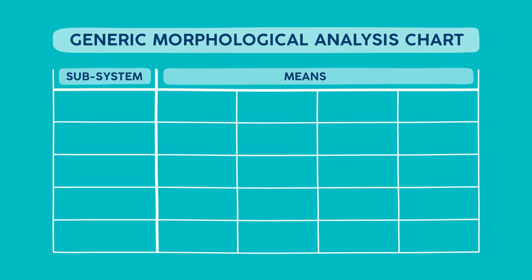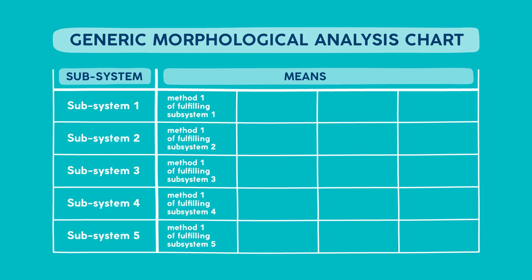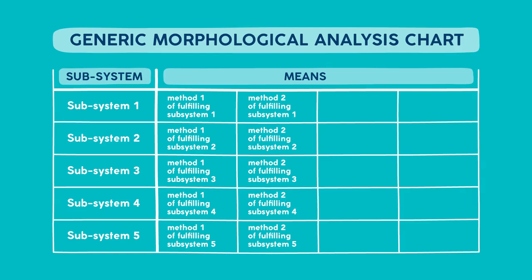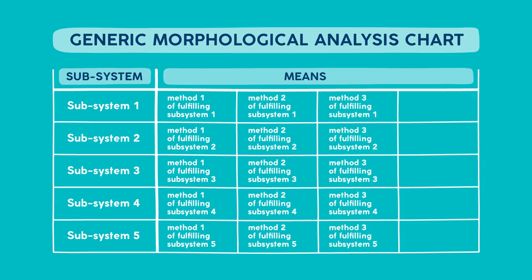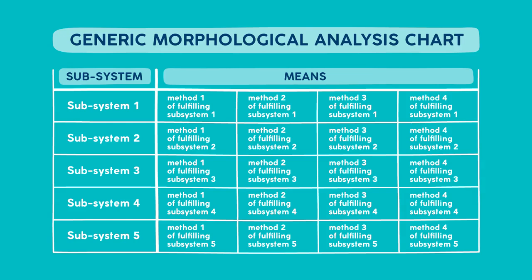An overall solution is then formulated by selecting one means for each subfunction, and the combination of these forms the overall solution. Let's look at a generic chart. Here we can see a series of subfunctions. For a given subfunction, we have a row of corresponding means of fulfilling that subfunction.